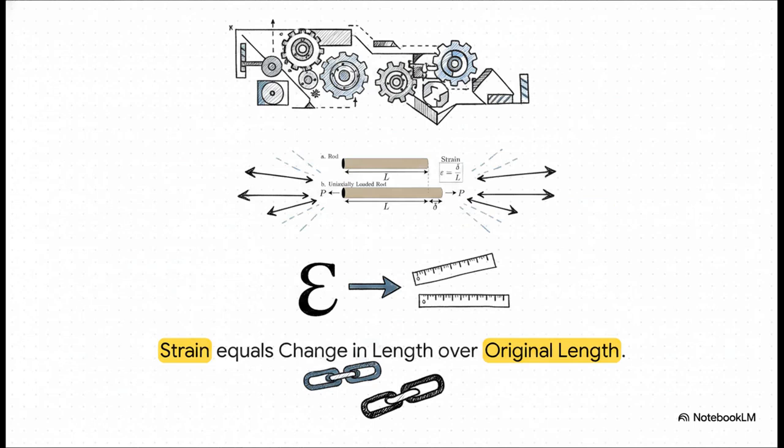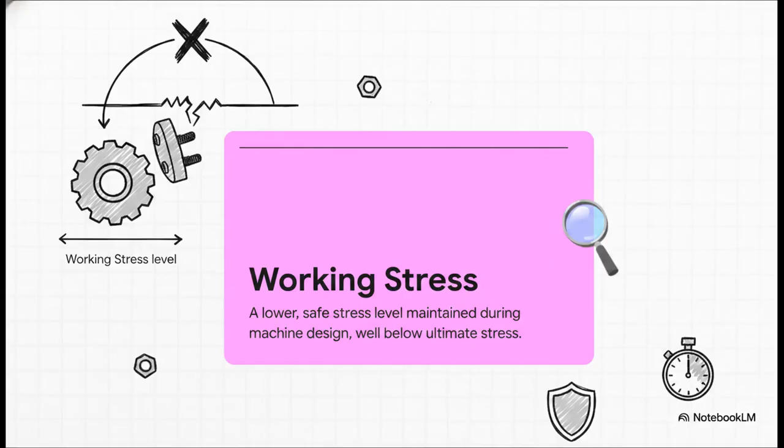And so, what happens as a result of all that stress? Well, strain. When a uniaxially loaded rod stretches, that physical deformation is strain, represented by epsilon. It is exactly the change in length divided by the original length. It's essentially the visible, measurable consequence of the stress we were just calculating. Now, you might be wondering, how far can we push it? Well, every material has an ultimate stress point, the absolute maximum load it can take before it just completely breaks. But in real-world machine part design, we don't go anywhere near that.